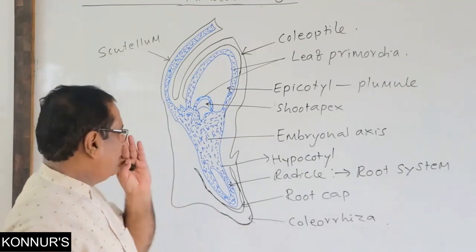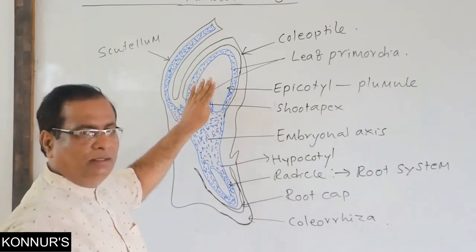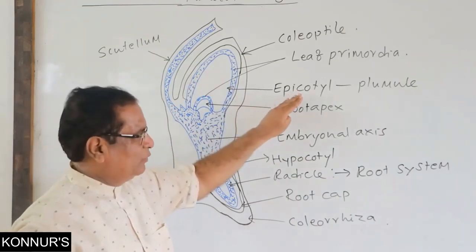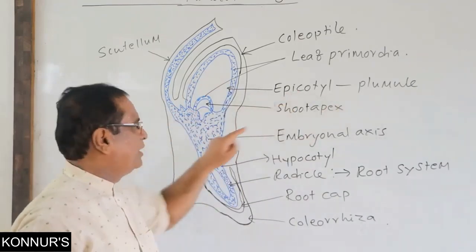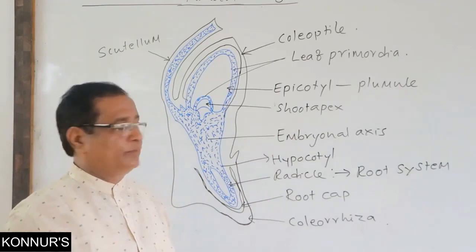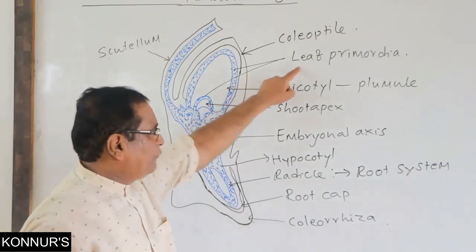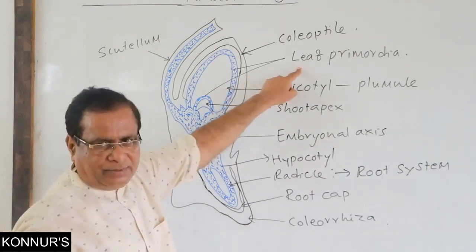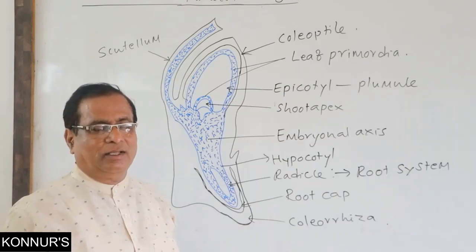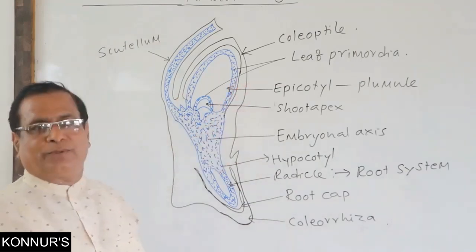And this epicotyl, a part of the embryonal axis above the scutellum, gives rise to plumule. Here we could see a shoot apex that is formed from plumule only. And this shoot apex is covered by a few leaf primordia, primitive leaves, and is in turn covered by a hollow foliar structure named coleoptile.